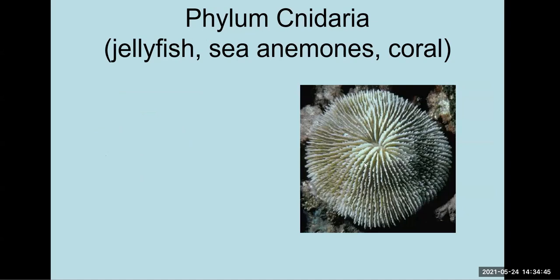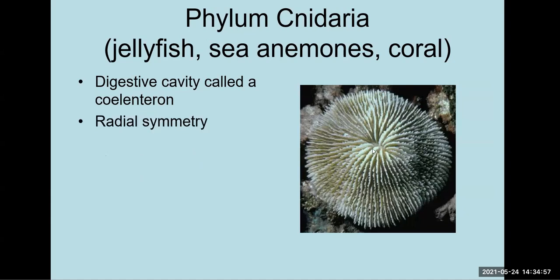Right, next is the Phylum Cnidaria. These are the jellyfish, or examples of this, sea anemones and corals. What are these? They have this coelenteron as their digestive cavity. Okay, when you cut them in half, let's try to cut this in half. Say, for example, this part here is equal to this part here, right? They have radial symmetry.